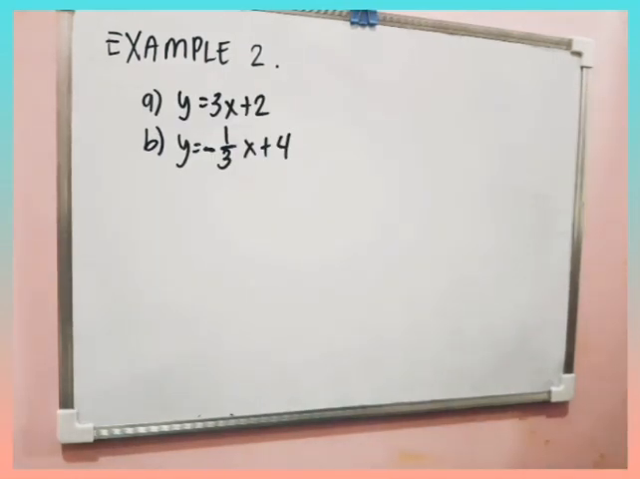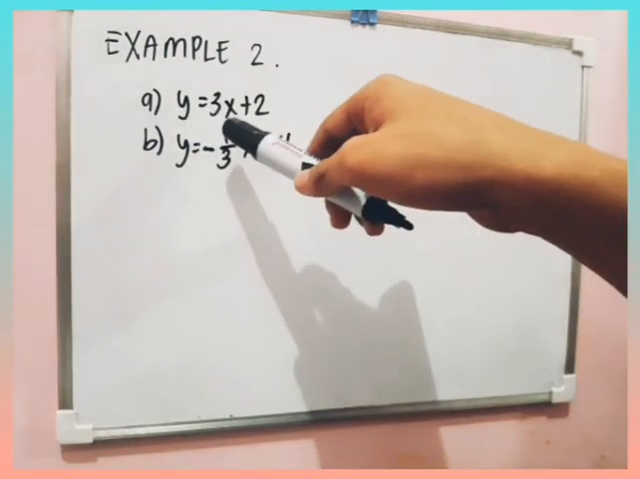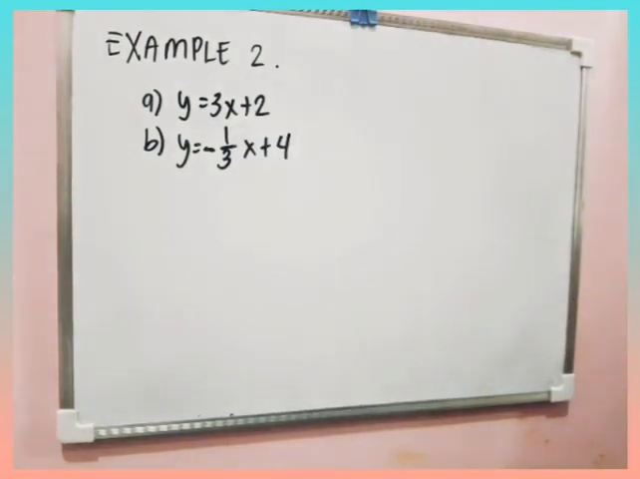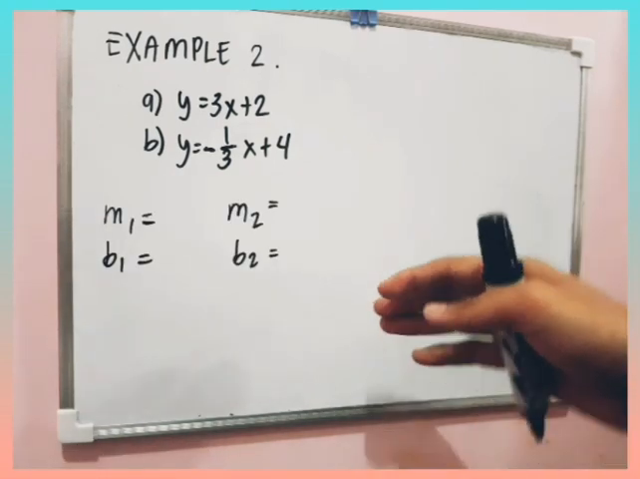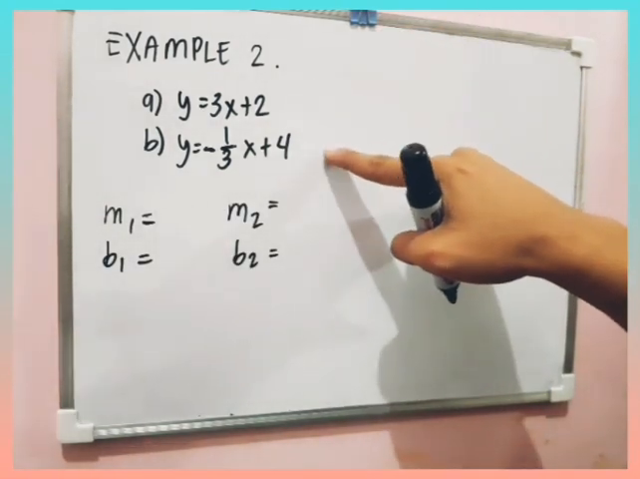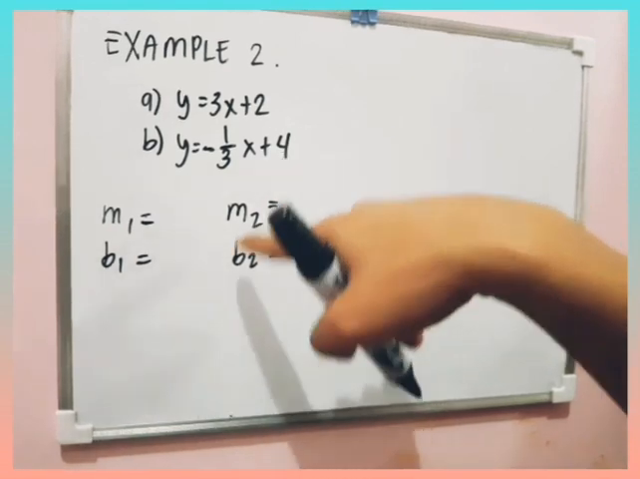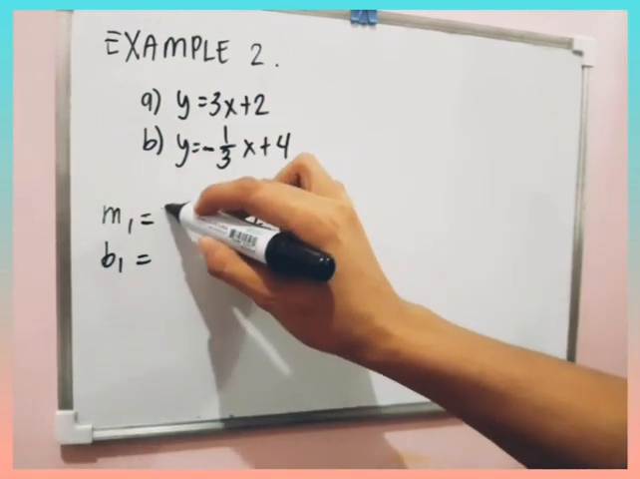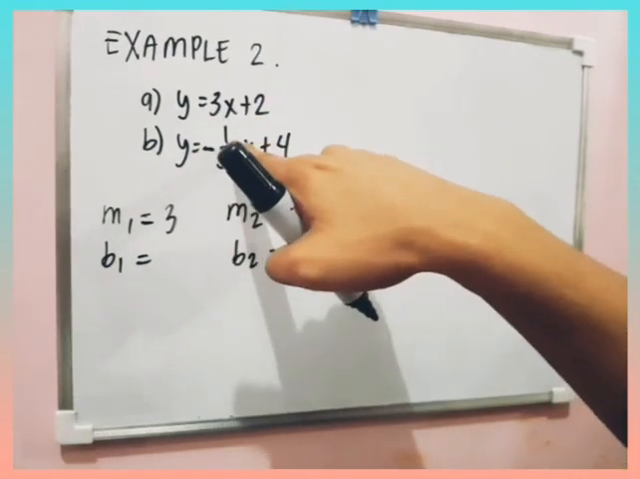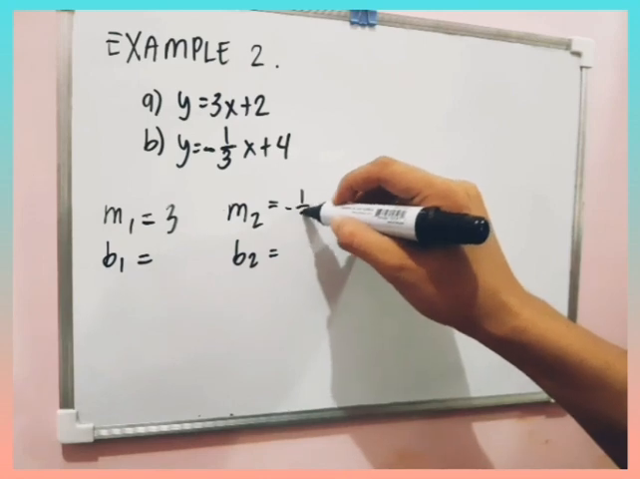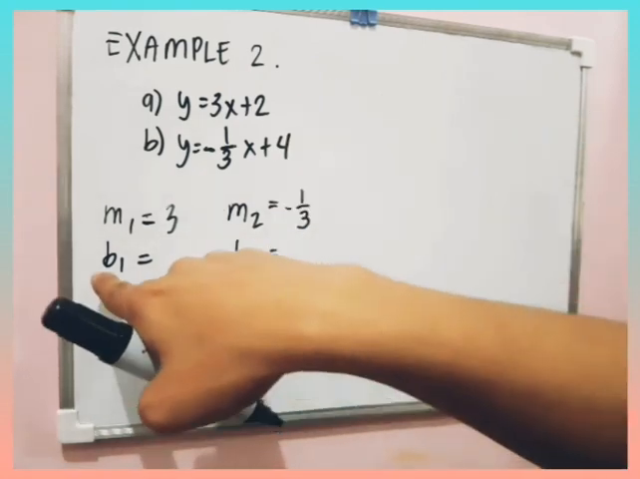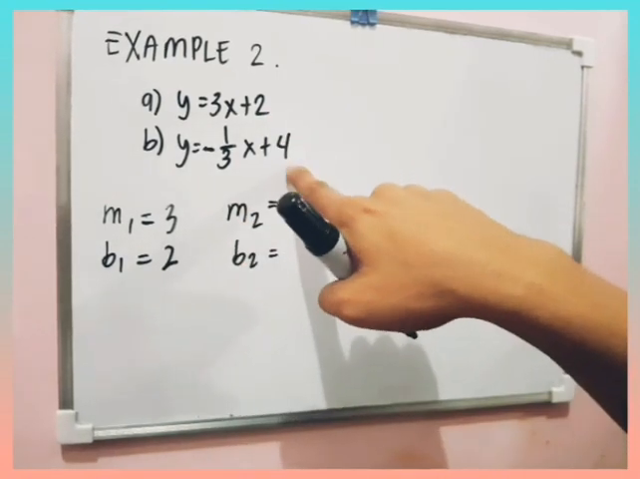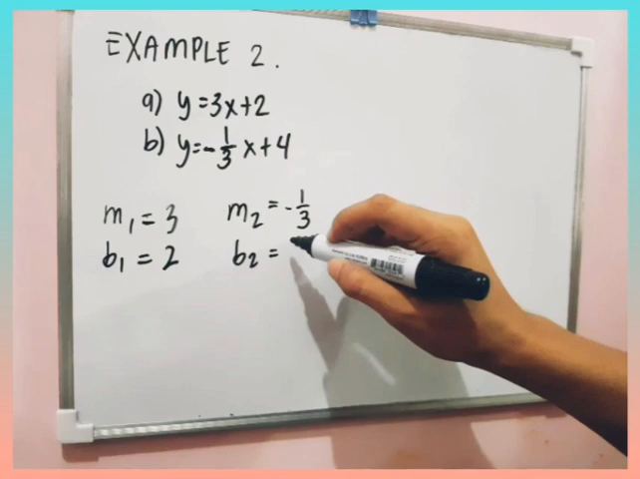So for our second example, we have the equations y is equal to 3x plus 2 and y is equal to negative 1/3 x plus 4. So syempre, ito ay nasa slope-intercept form na naman. Identify natin yung slope and y-intercept. So for our first slope, we have positive 3. And then our second slope is negative 1/3. Our first y-intercept is positive 2. And our second y-intercept is positive 4.